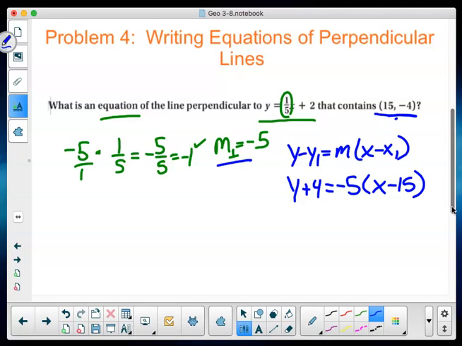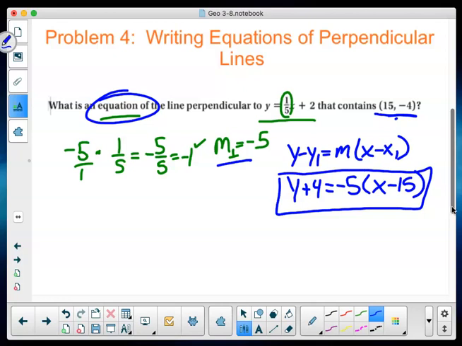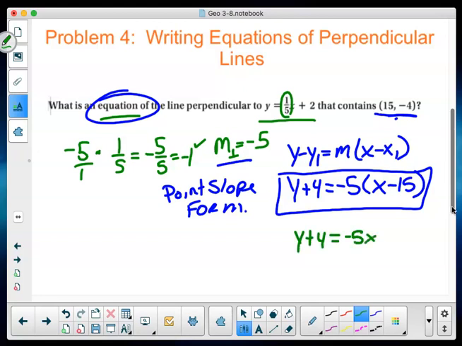Now remember, since they only asked me to find an equation, I am done. Okay, this is in point slope form, good enough to be done right there. And again, if I wanted it in slope-intercept form, I just have to distribute and then solve for y. I'm going to show you how that's done. y plus 4 is equal to negative 5x. Now that's 5 times 15, but it's a negative times a negative, plus 75. So y is equal to negative 5x plus 71 as my slope-intercept form equation.